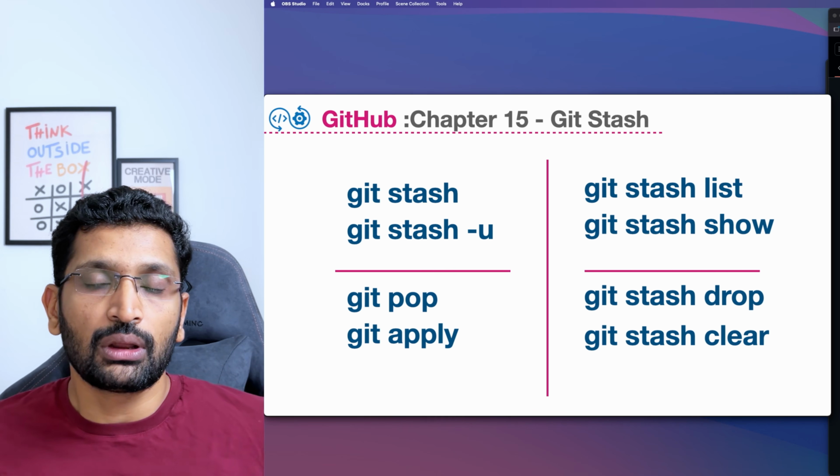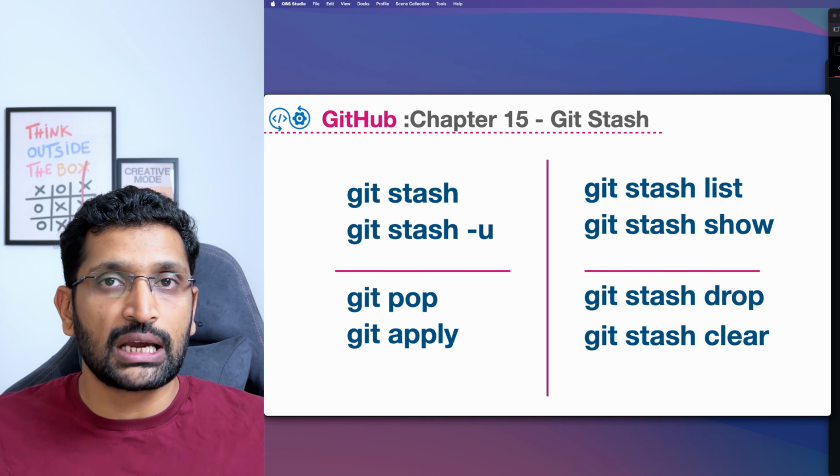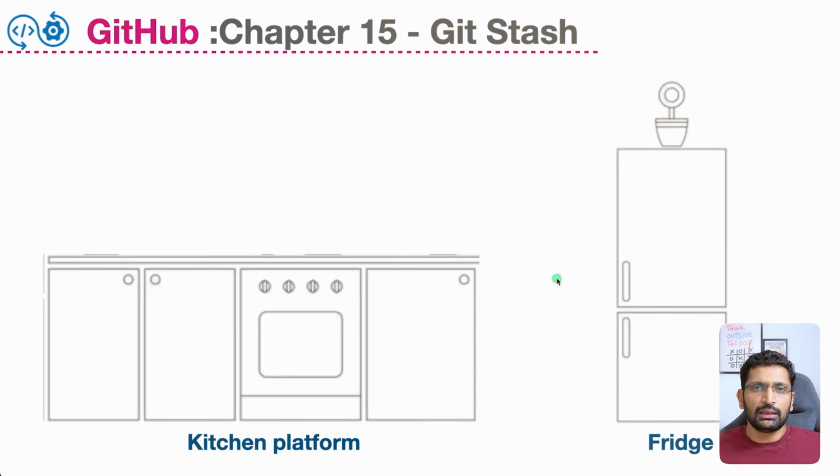After that, we are going to take a look at how you can drop and clear your stash list inside your GitHub branch. Let's try to simplify the git stash concept with a realistic example. Here in this example, I have taken a kitchen platform and a fridge. The kitchen platform is the place where you cook your food and the fridge is the place where you store your food items. So how can we relate this setup to git stash? I'm giving you a hint: assume this fridge is a stash where you can store your code. In this example, we are going to store our food.